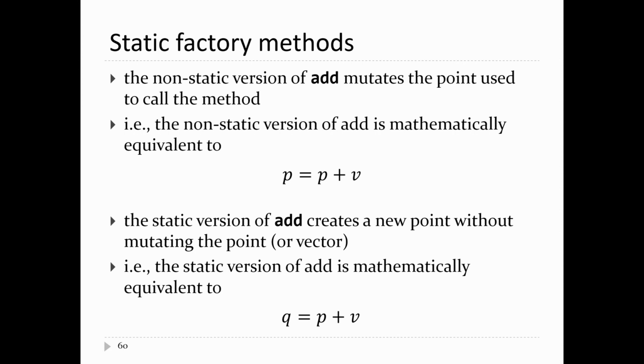Now there's lots of cases where you don't want to change the point p. So in other words, you want to compute a new point whose coordinates are p plus v, but you don't want to change p. Right? So now what do you do? Well, you can just add a static version of add. That makes a new point, so it makes q, whose coordinates are p plus v, and it doesn't change p or v. So you get a static version that's equivalent to that equation there, and the non-static one is equivalent to that equation there.